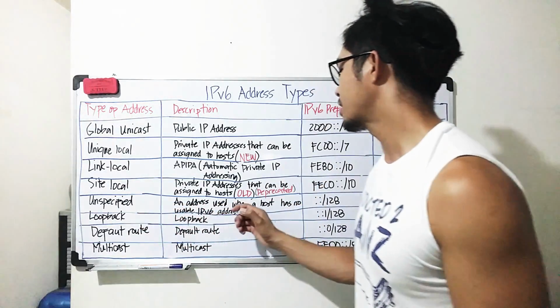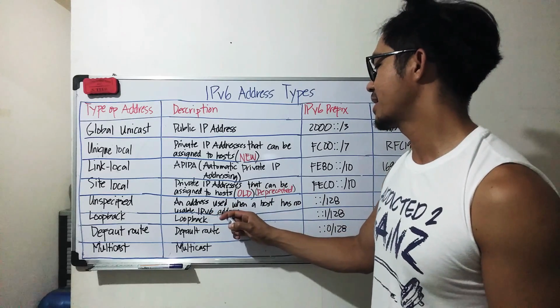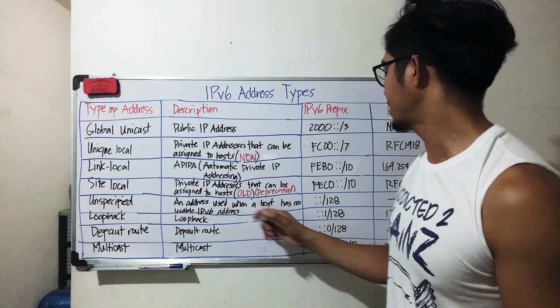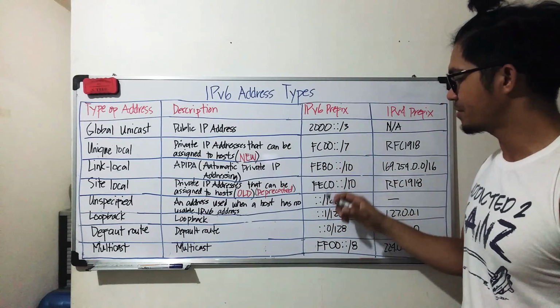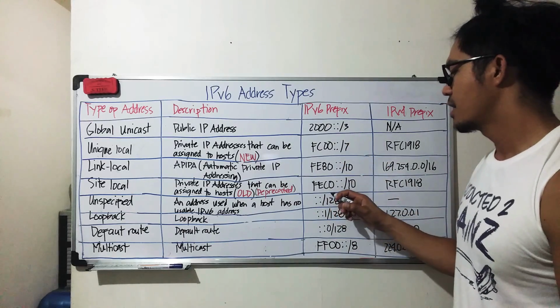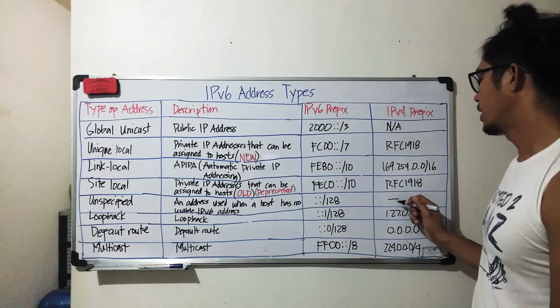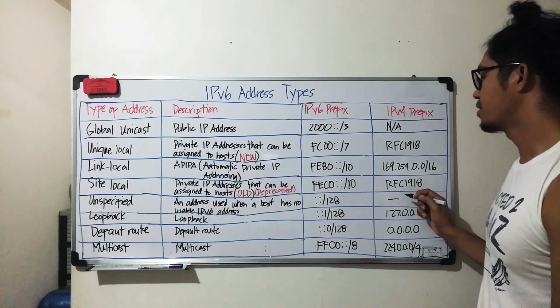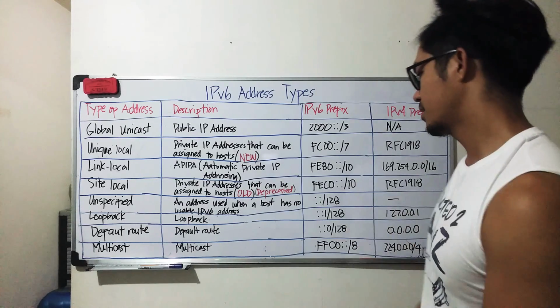Unspecified, an address used when a host has no usable IPv6 address. The IPv6 prefix is ::/128. There's no similar IPv4 prefix, so just blank.